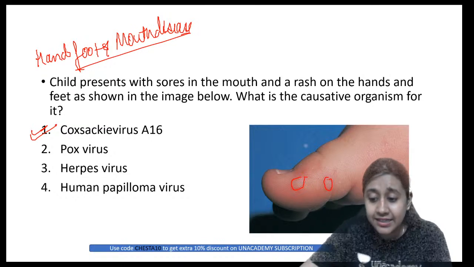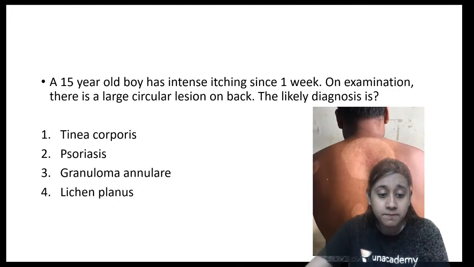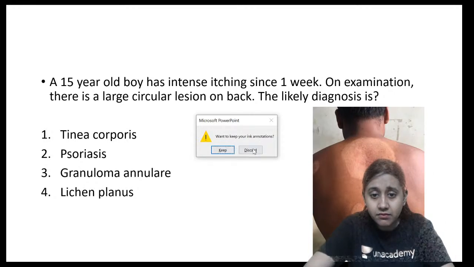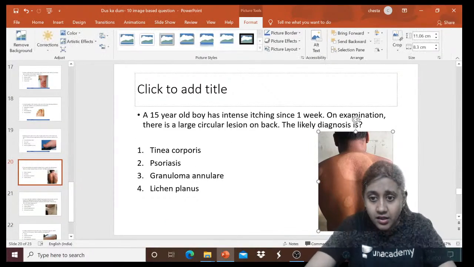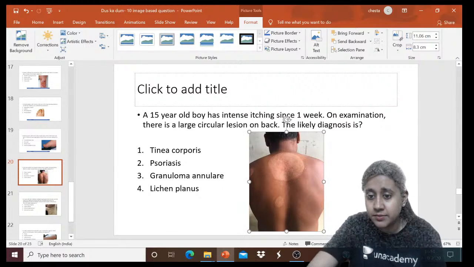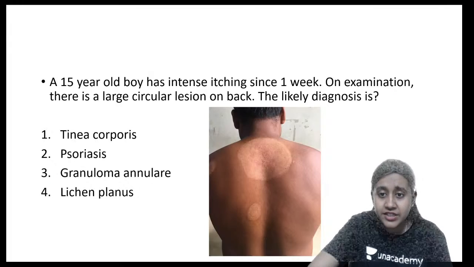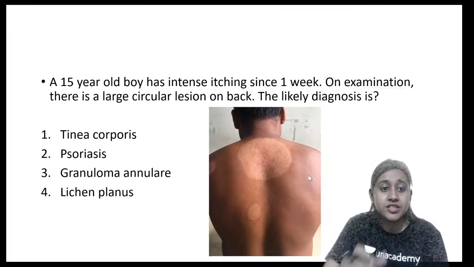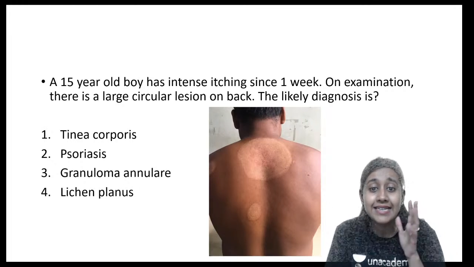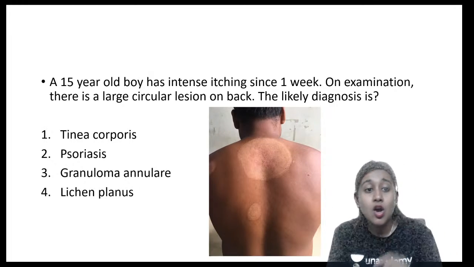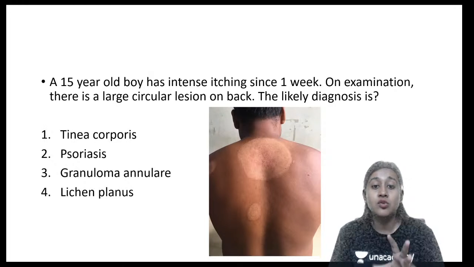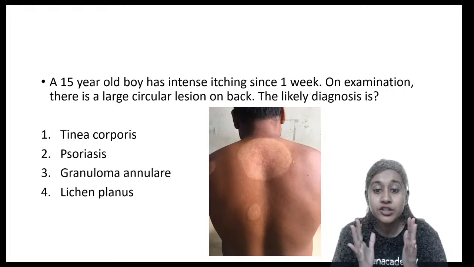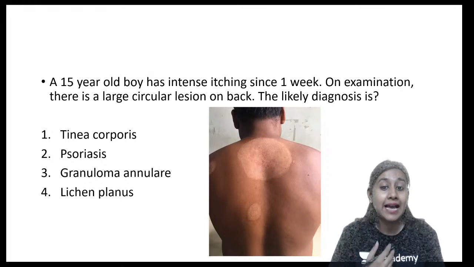Moving ahead to the next question, the next image based question. Now I think I have to move this image because this is a little bit on the left hand side. So I think now it is visible to everyone. Please answer this question for me. This is again a very important question, although it's a very easy question. A 15-year-old boy has intense itching since 1 week. On examination, there is a large circular lesion on the back. The likely diagnosis is tinea corporis, psoriasis, granuloma annulare and lichen planus.